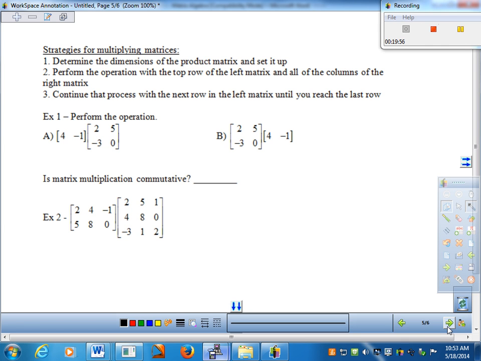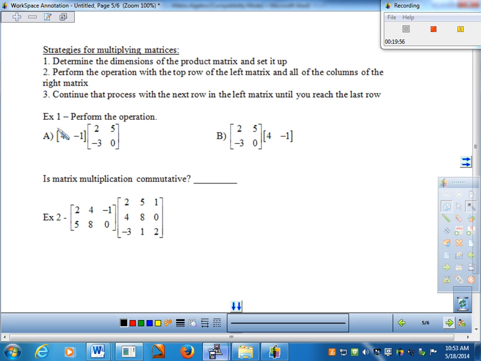So number one, determine the dimensions of the product matrix and set it up. That's what I do, definitely. Set it up initially. Perform the operation with the top row of the left and all of the columns of the right, and then just continue with the next row and the next row and the next row until we reach the last. Alrighty, guys. I'll show you how it works.